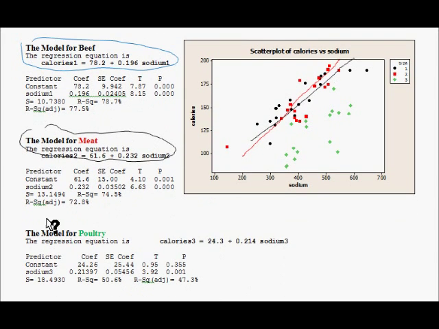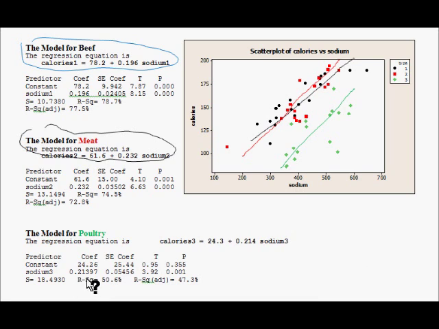There we go, for poultry, right? Poultry's the last one. So for poultry, it's obviously different. Actually, its slope's pretty similar to the other two, 0.214, the other ones are 0.232 and 0.196. So all the slopes are similar, but the intercepts are definitely different, right? So it's here somewhere, the poultry equation. So that's what it's doing right now.